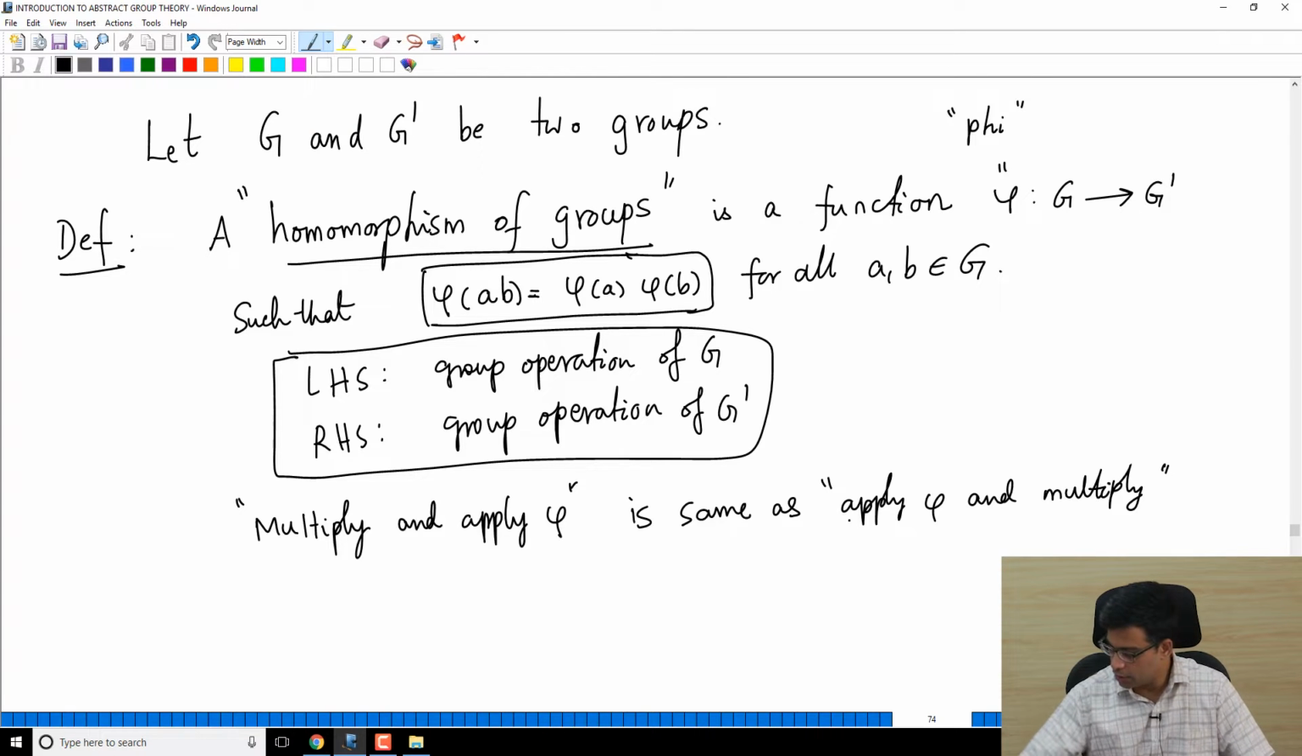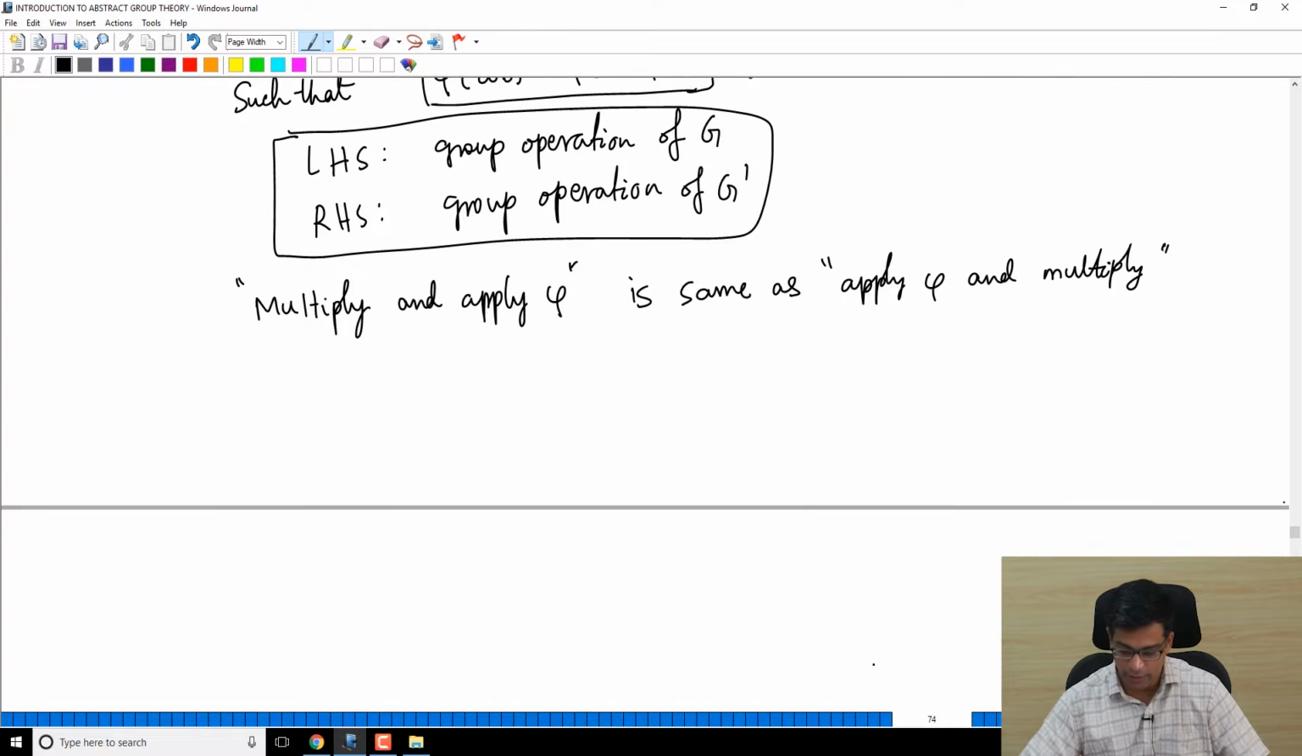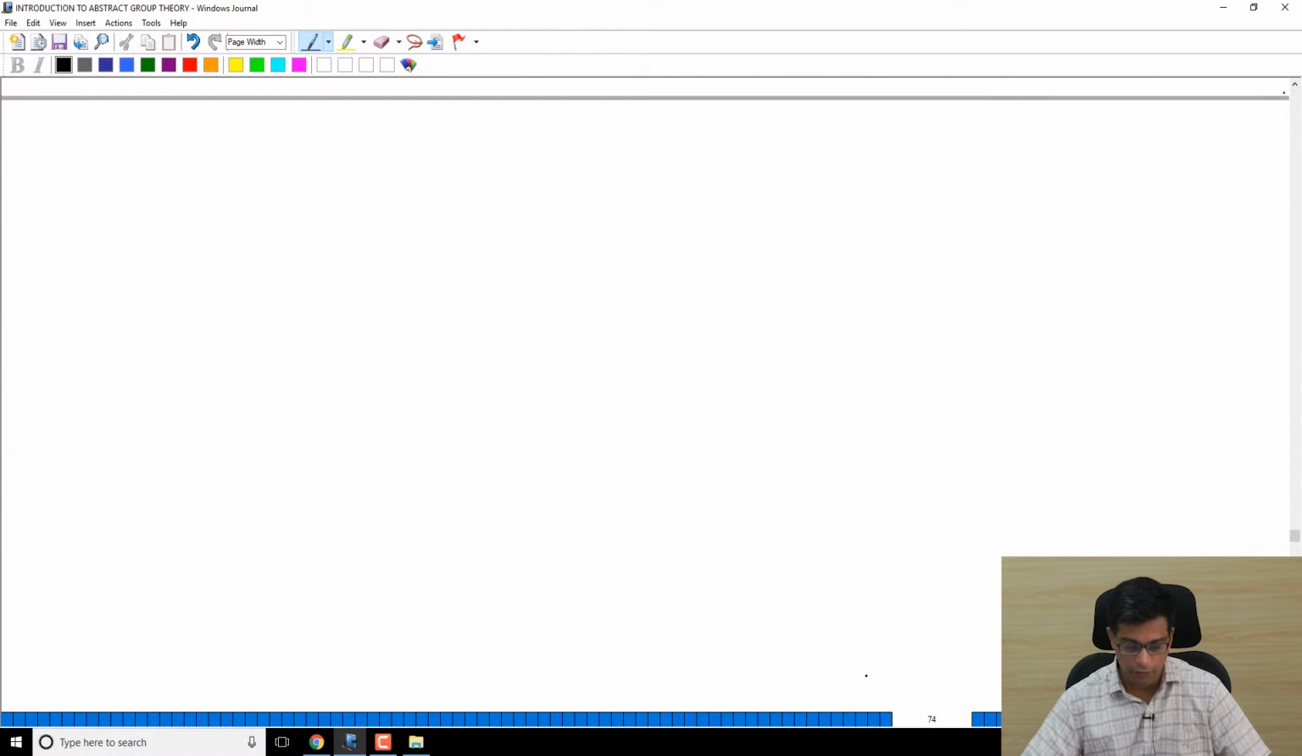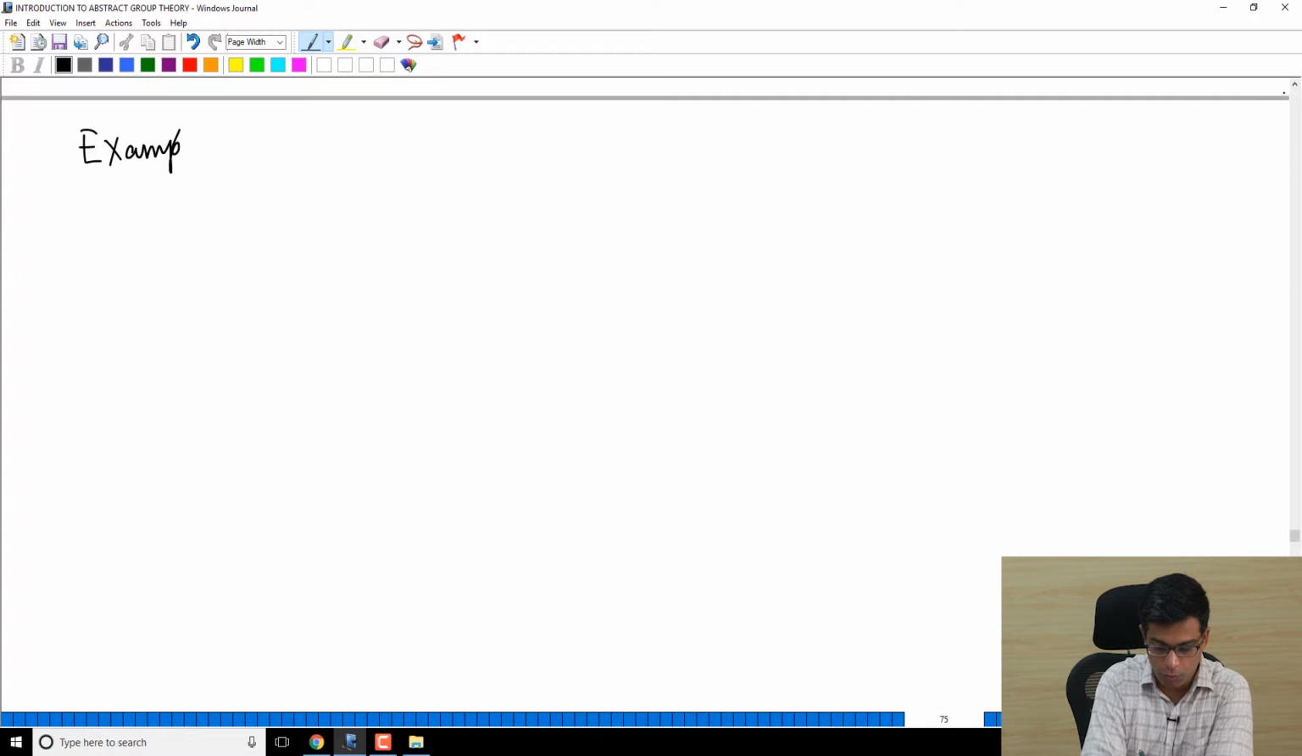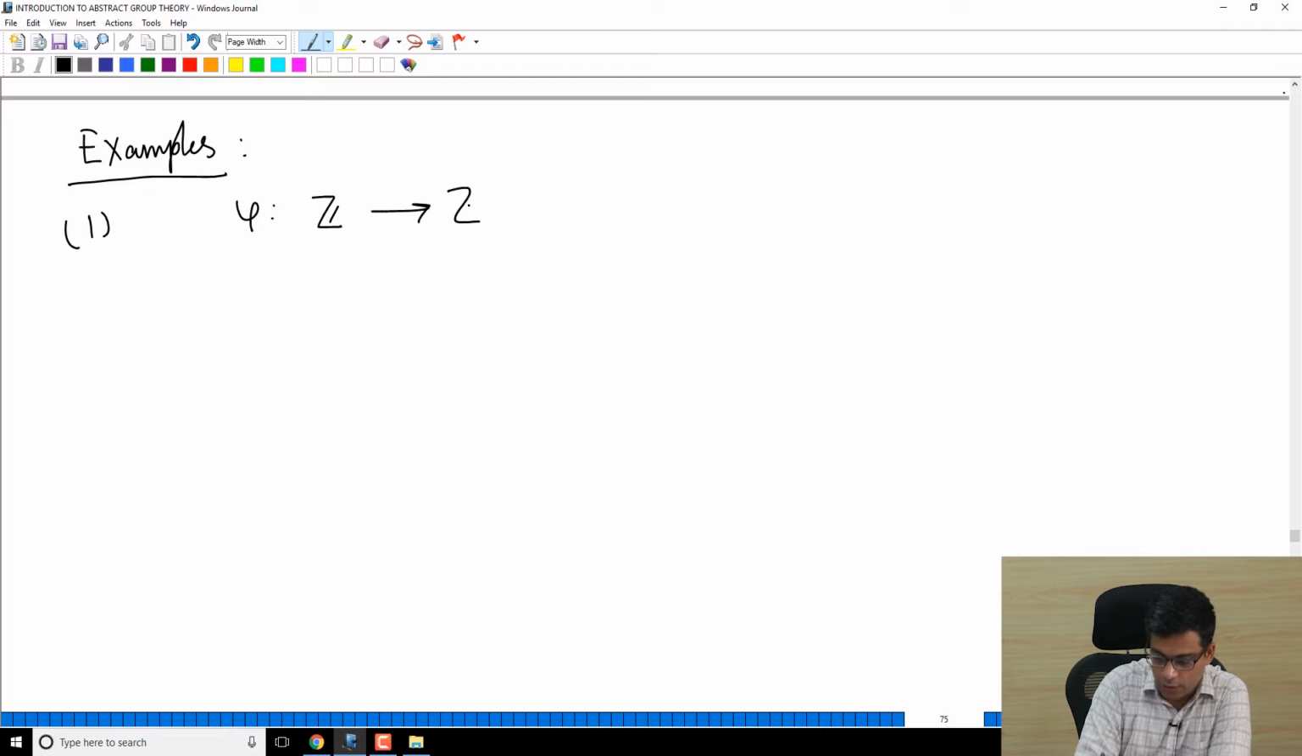Okay, so after the definition, let's look at some basic examples, before we continue to study the properties of group homomorphisms. Okay, let's look at some examples. Let's look at the group that we have studied in detail, the group of integers. Again, when I write Z and do not say what the operation is, it's understood that the operation is addition.